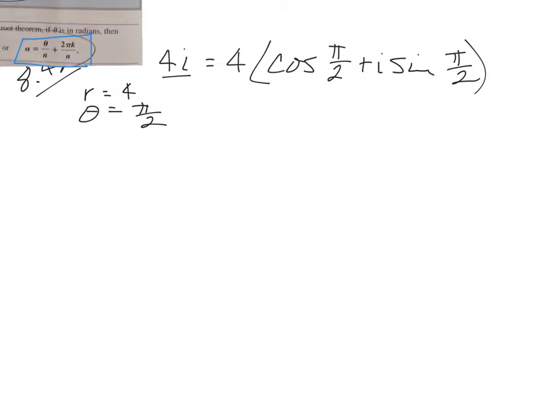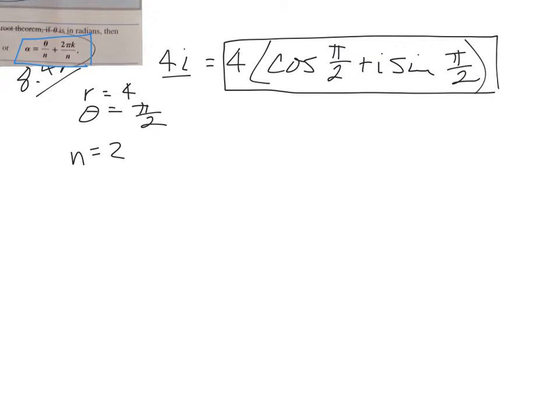Because we're given the r, and we're given the theta, which is pi over 2. Oh, and we're also given n. We said we're going to find the square root, so our n is going to be the number 2 there. Now that we have this written in trig form, we can go ahead and get started.